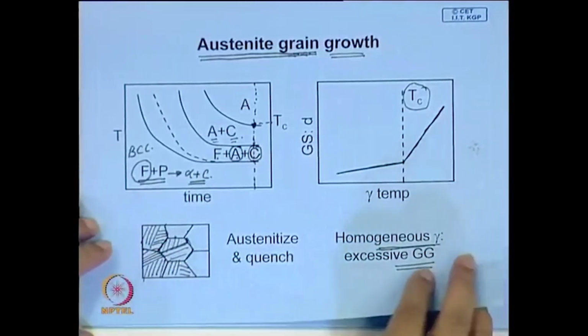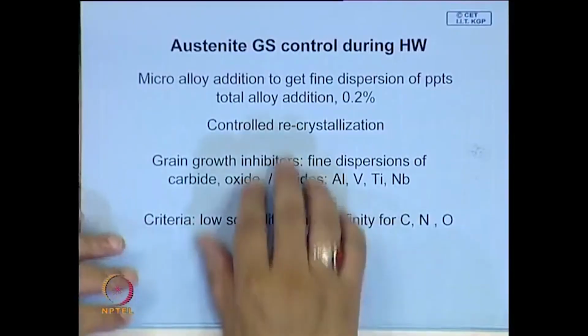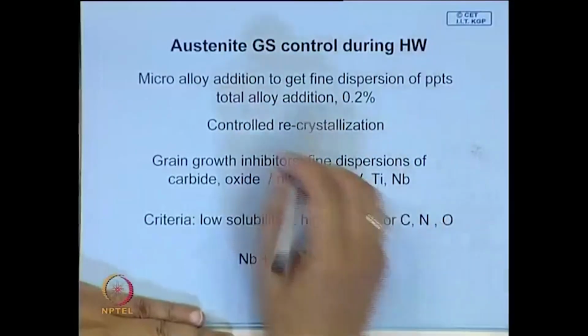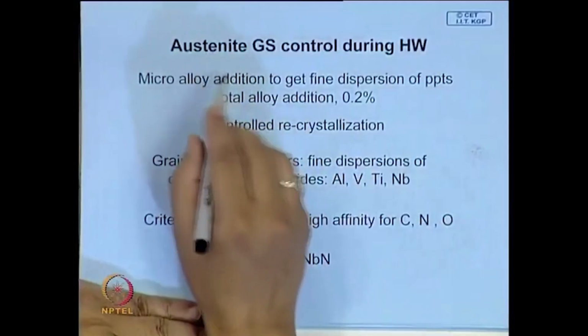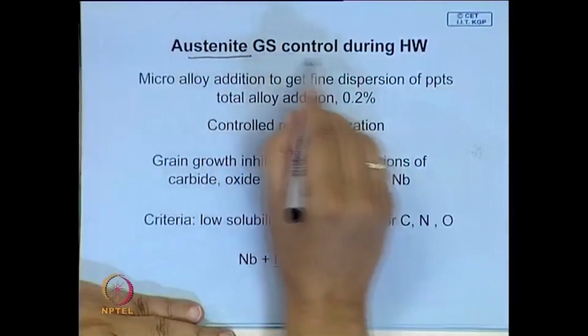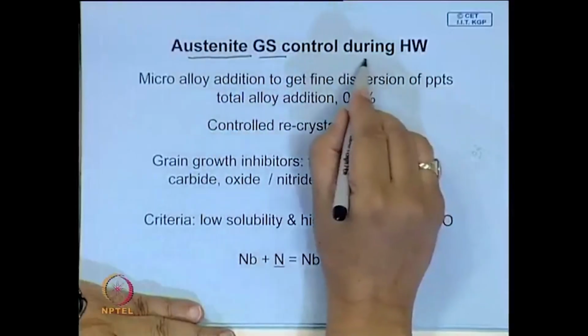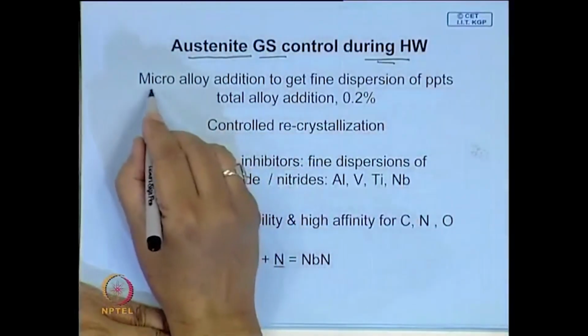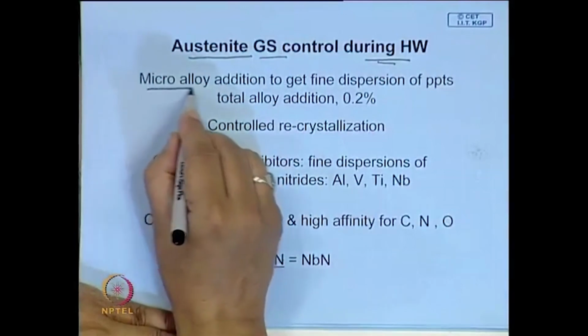So, to get fine austenite grain, one important condition is to see that you do not have very coarse austenite grain in the structure. And how do you do it? This is what we will cover in the next few slides. Now, how do you control the austenite grain size during hot working? This is where you make some micro alloy additions.